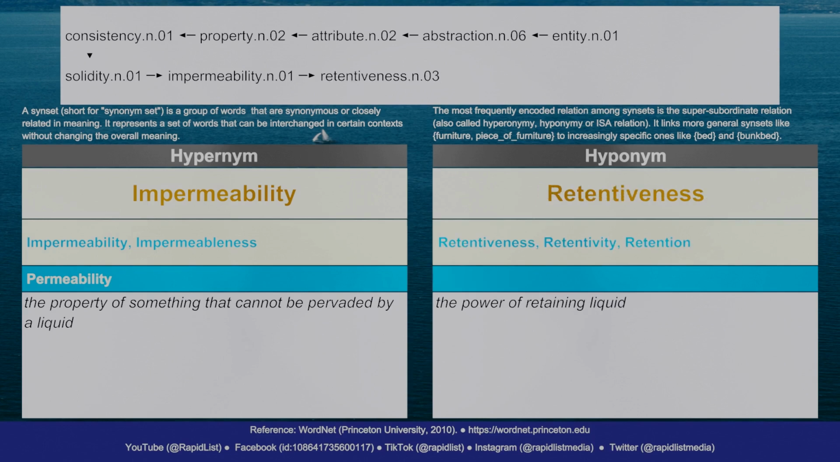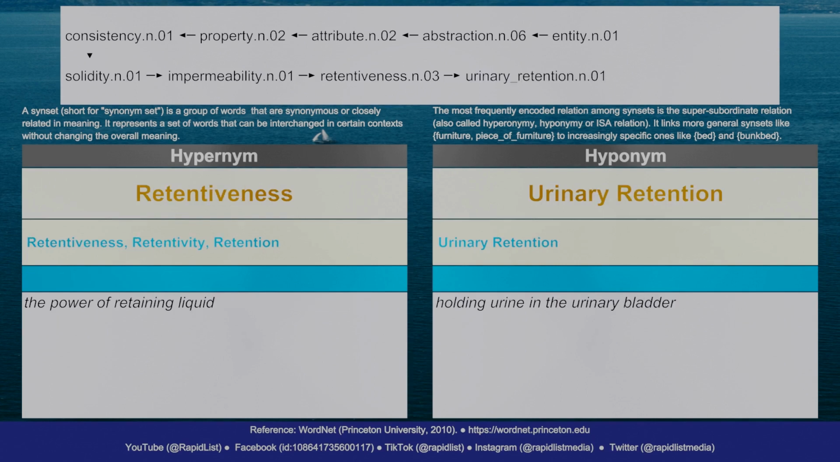Retentiveness. The power of retaining liquid. Moisture retentivity of soil. Urinary retention. Holding urine in the urinary bladder. He has a problem with urinary retention.